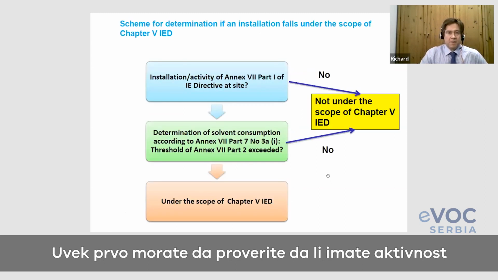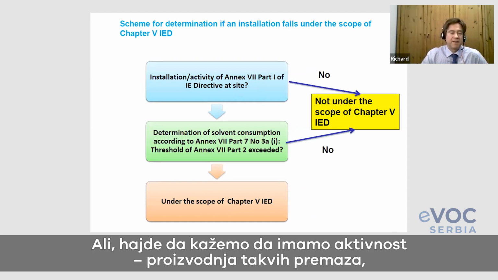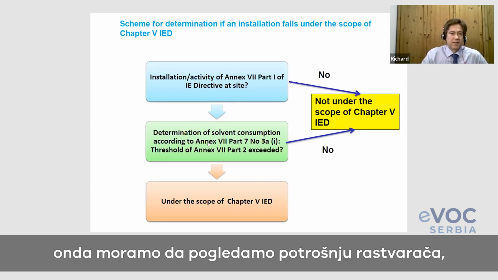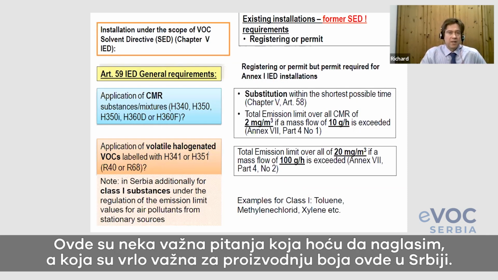So as I told you, the first thing is always you have to check if you have such an activity. If not, then you can be happy. You are not under the scope. But let us say we have the manufacturing of such coatings, then we have to deal with the solvent consumption. And if we exceed the threshold here, 100 tons per year, then we have to look at what we have to do.